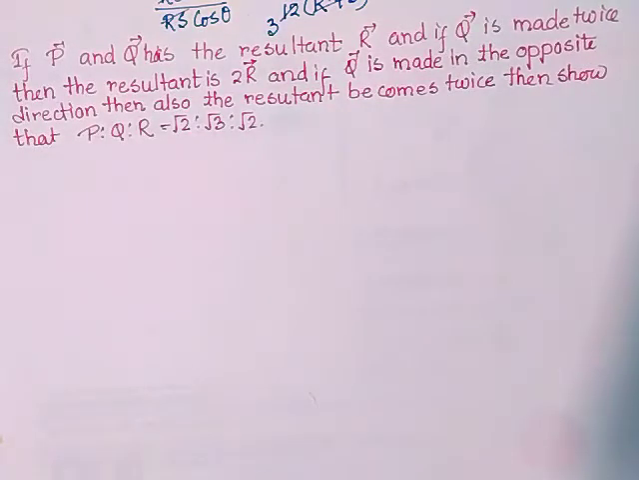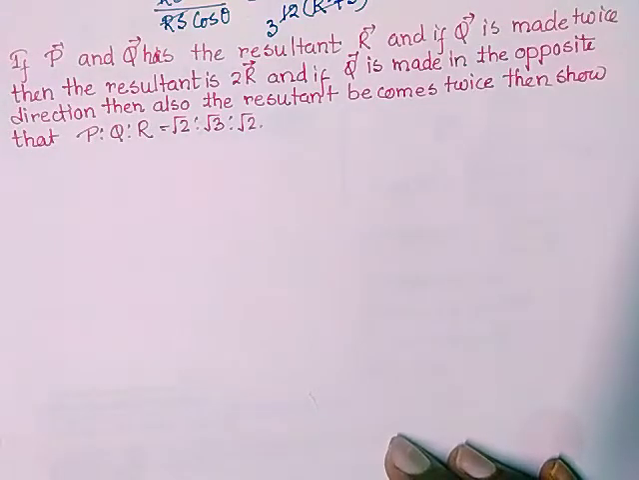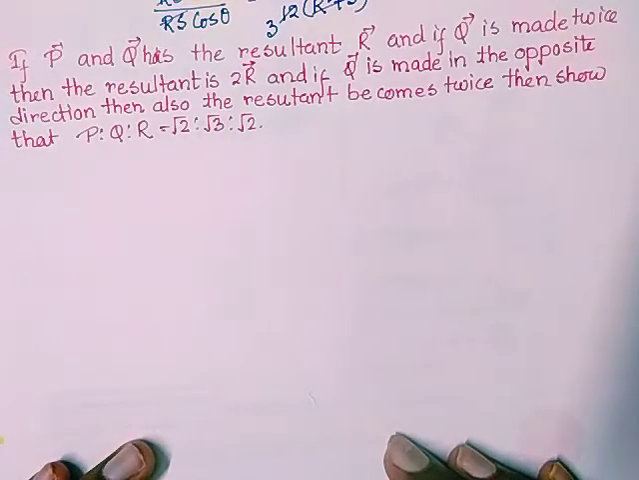It is our next problem. If P and Q has a resultant R vector, okay, first information. If Q is made twice, then the resultant is 2R. Second information. Third information is, if Q is made in opposite direction, then also the resultant becomes twice. So these are the 3 informations.